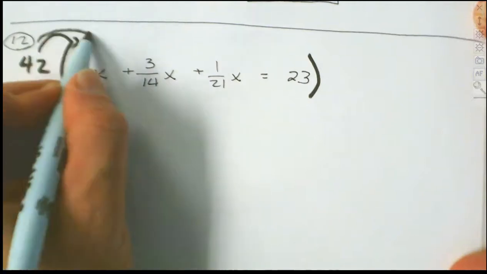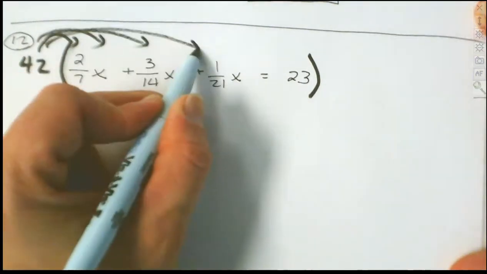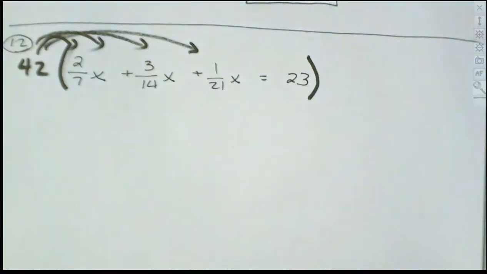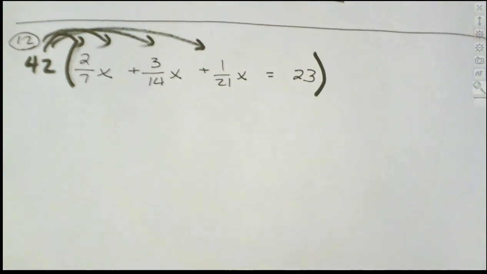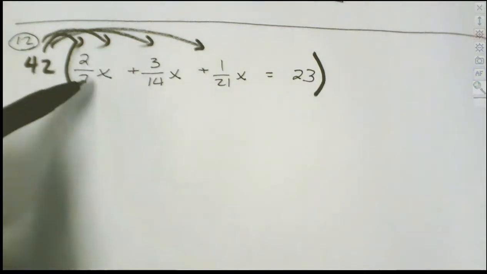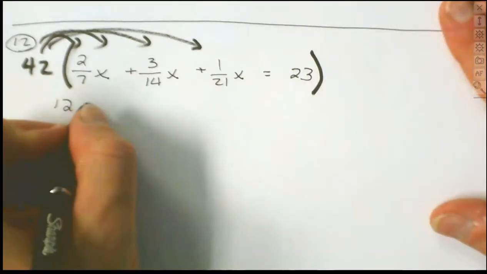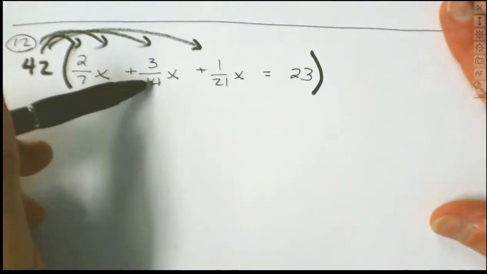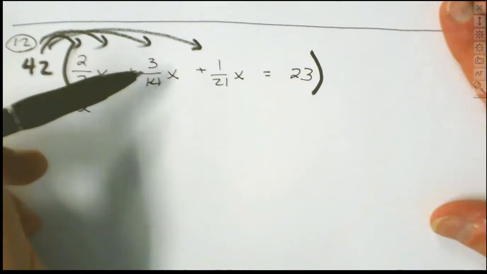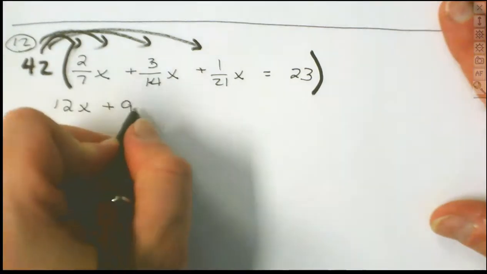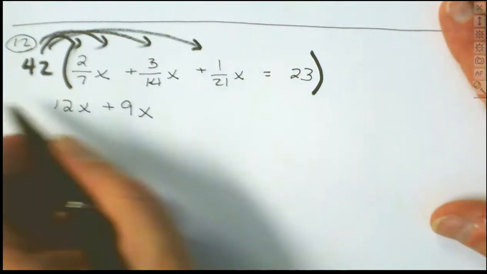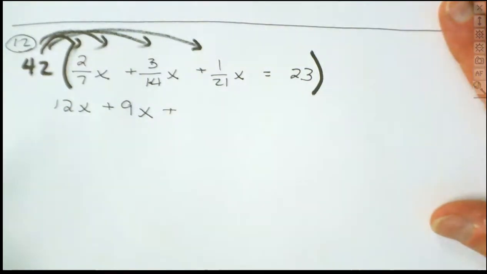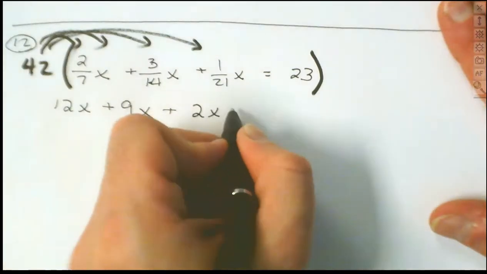And so let's take our time and finish it again. What do we do with these fractions? We divide and we multiply. So 42 divided by 7, 6. 6 times 2 makes it 12x. 42 divided by 14 makes it 3. 3 times the 3 on the top makes it 9. So that's going to be a 9x there. 42 divided by 21 is 2. Times 1 makes it the 2x there.